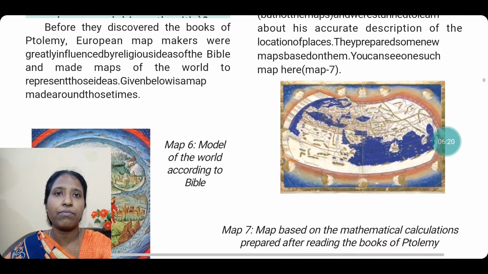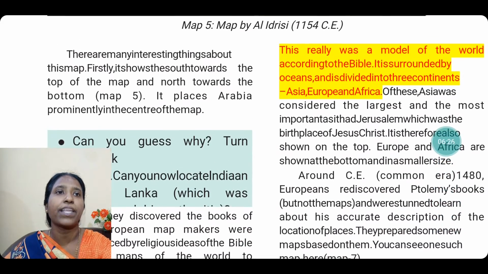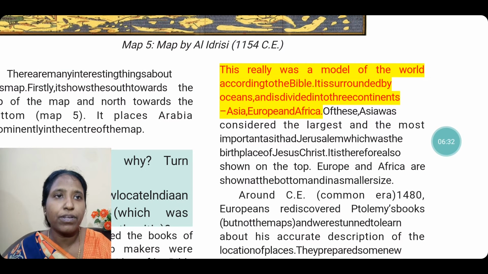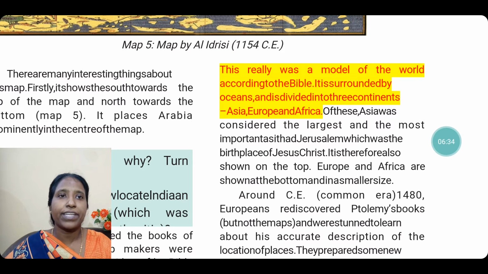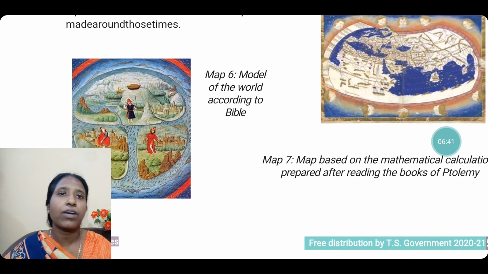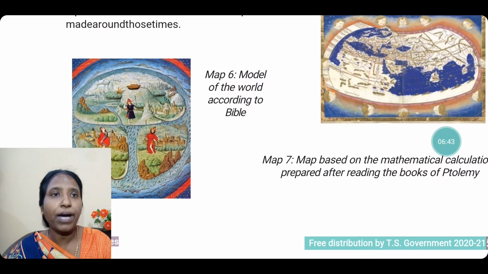And now we come to how the map was made according to the Bible. So this is the model of the world according to the Bible. You can see there are 3 continents over there: Asia, Europe and Africa. And this is the way they made the map according to the details in the Bible.